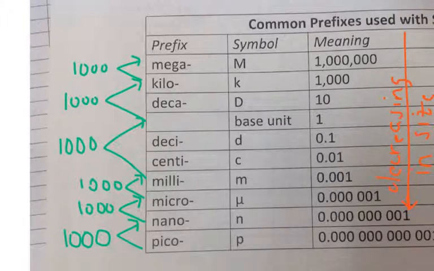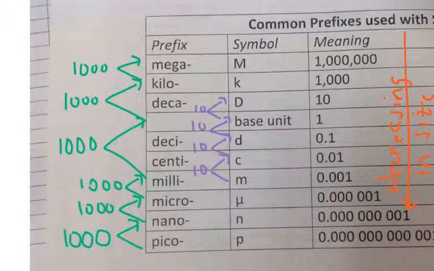All right. Now I skipped over some special ones. Let's look at milli to centi. From milli to centi, there are 10. From centi to deci, there are also 10. And then from deci to the base unit, there are 10. And base to deca, there are 10. So those are all our tens.